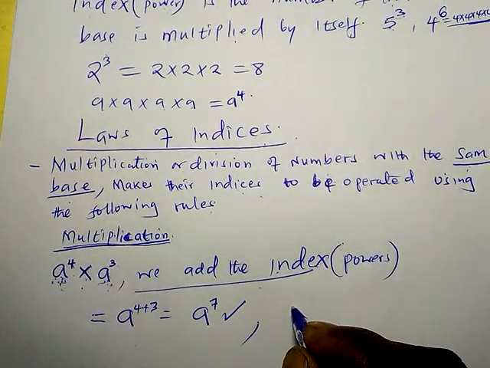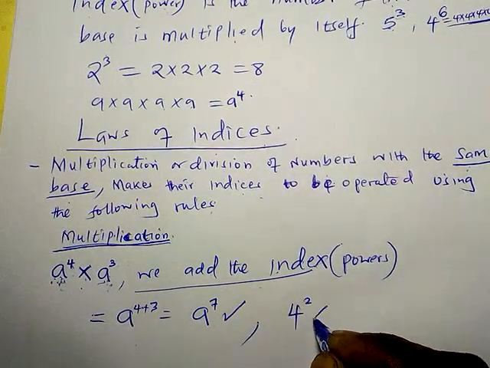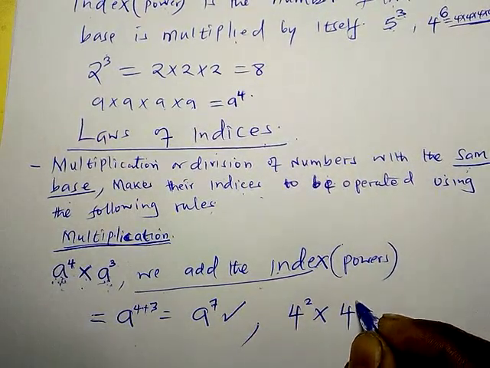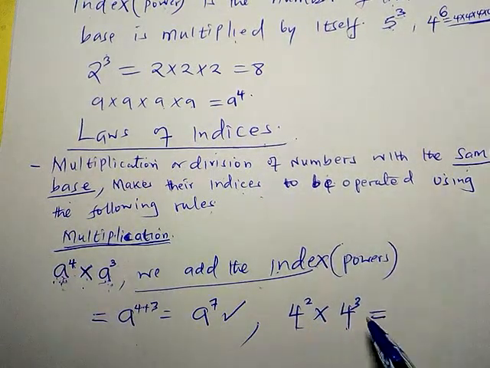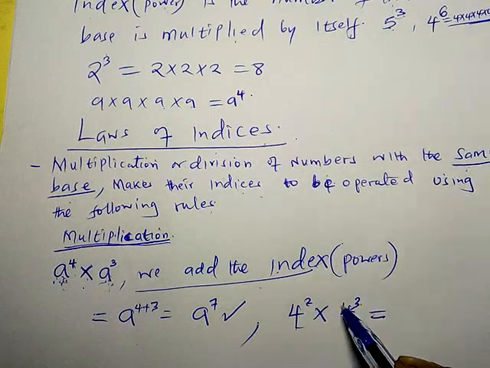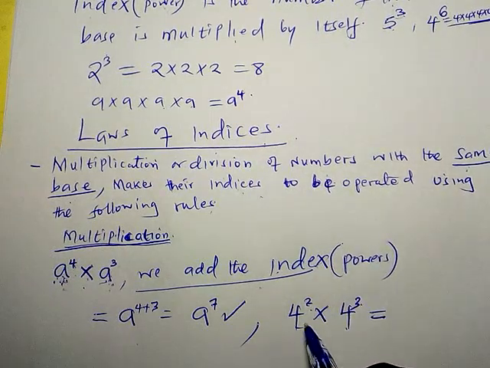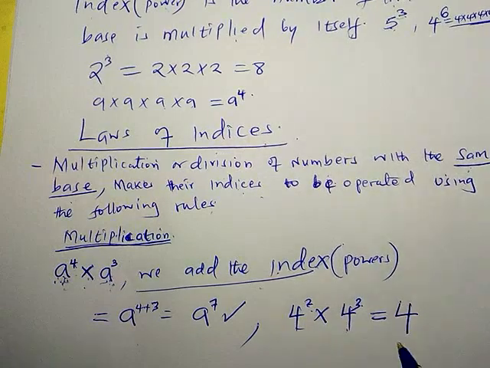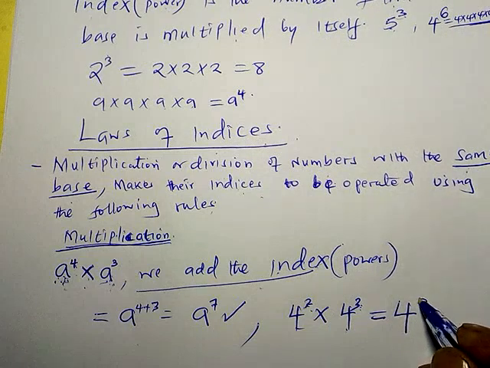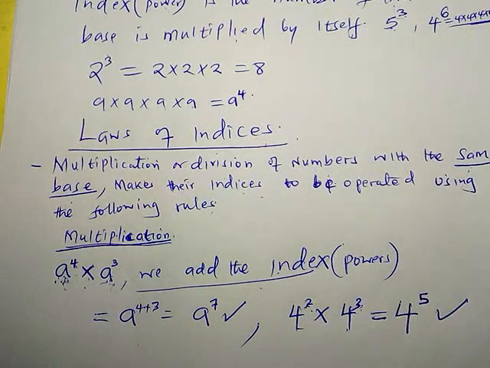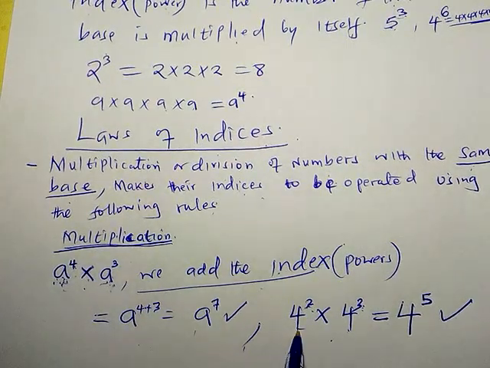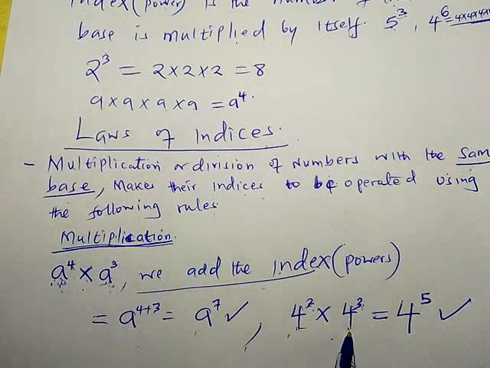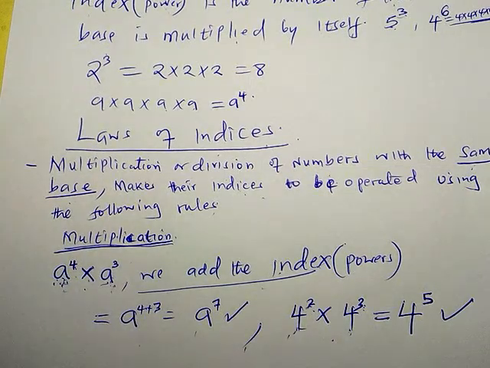Let me take, for example, 4 raised to power 2 times 4 raised to power 3. The bases are the same. The power here is 2, the index here is 3. So you pick one base, that is 4, and then you add the powers. So 2 plus 3 is 5. That's rule number 1. Remember, this rule only applies when the bases are the same. If the bases are not the same, don't try that.